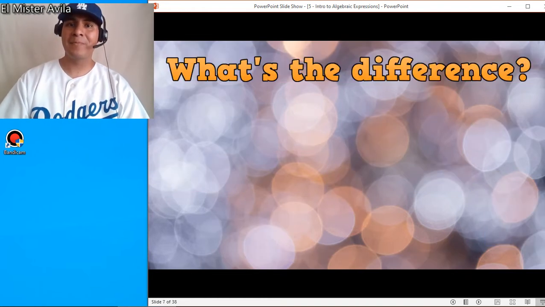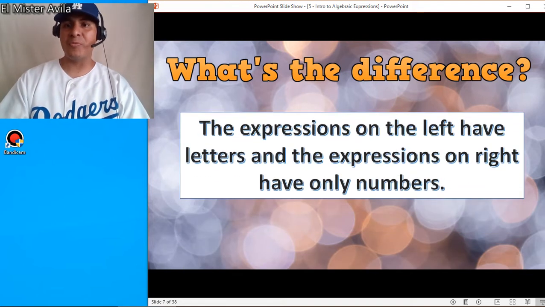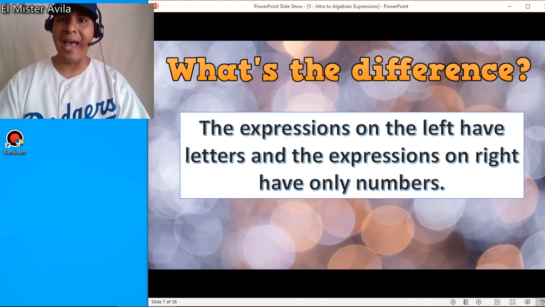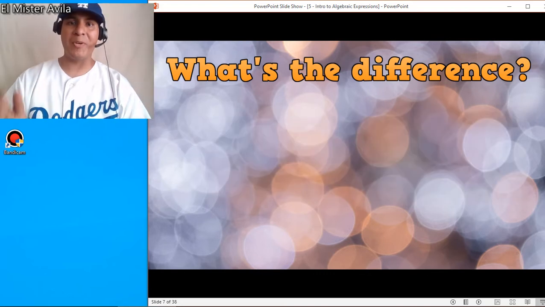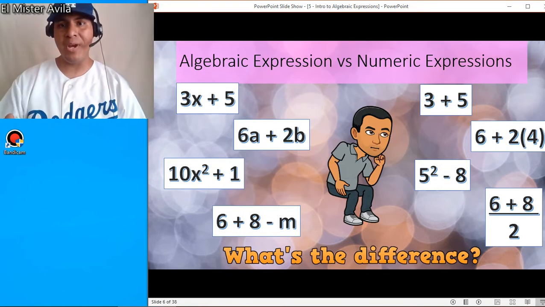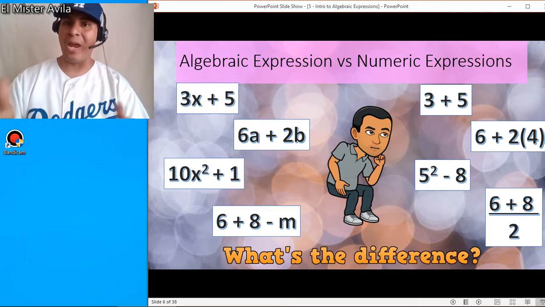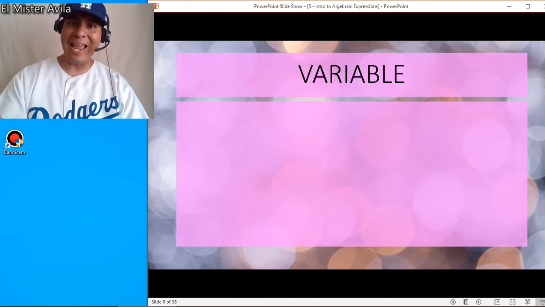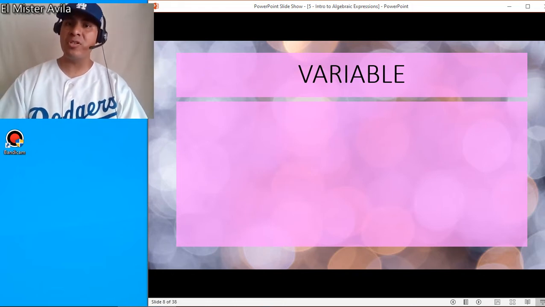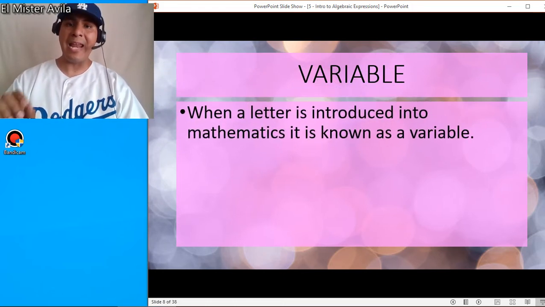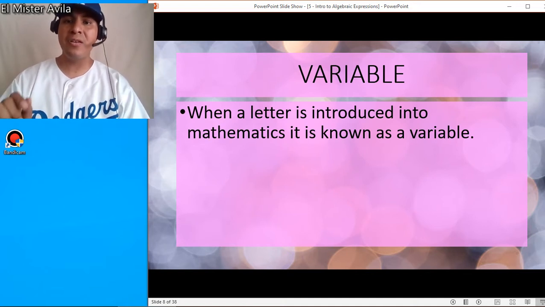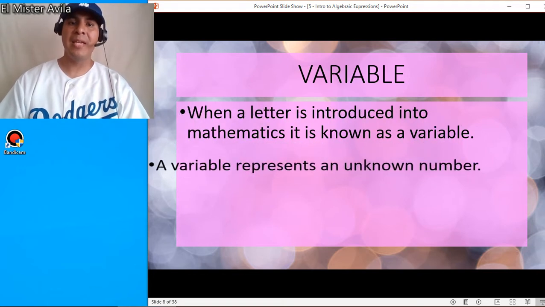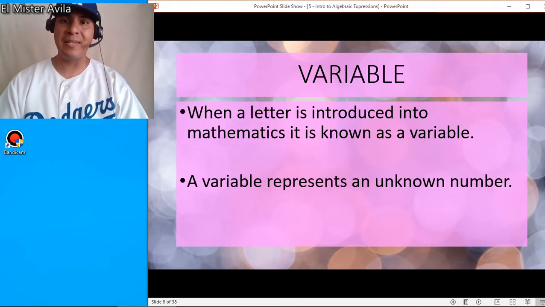Hopefully you did. The difference is that the expressions on the left have letters, and the expressions on the right only have numbers. So expressions on the left we call algebraic expressions, and expressions on the right we call numeric expressions. That letter has a special name. When you introduce a letter into mathematics, that actually represents an unknown number, and we call that a variable. A variable represents an unknown number.